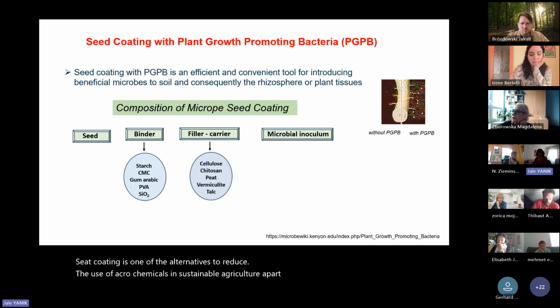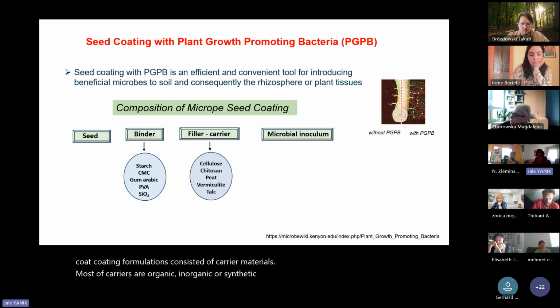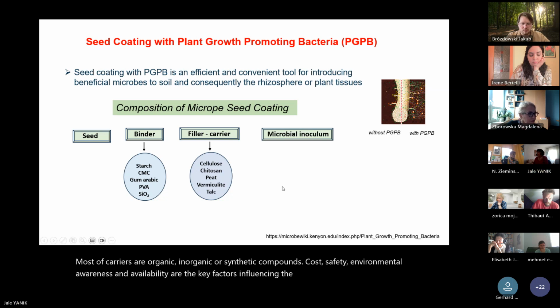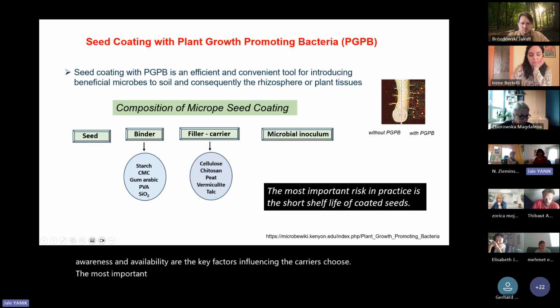Apart from the microbial inoculum, seed coating formulations consist of carrier materials. Most carriers are organic, inorganic, or synthetic compounds. Cost, safety, environmental awareness, and availability are the key factors influencing the carrier choice. The most important risk in practice is the short shelf life of seeds coated with bacteria.